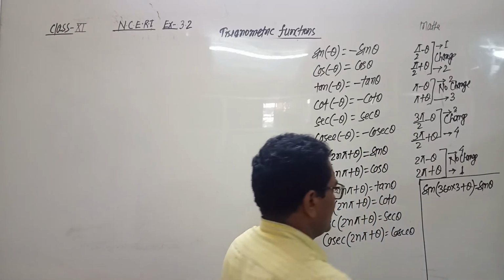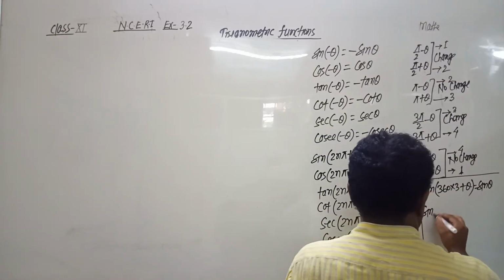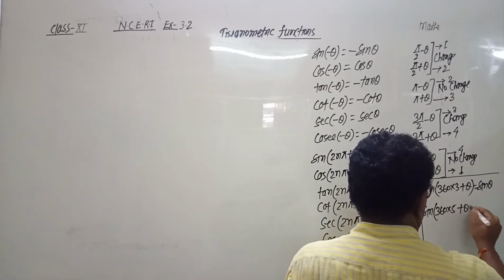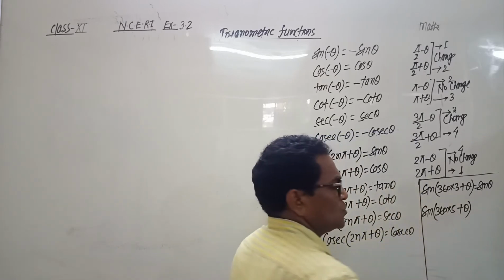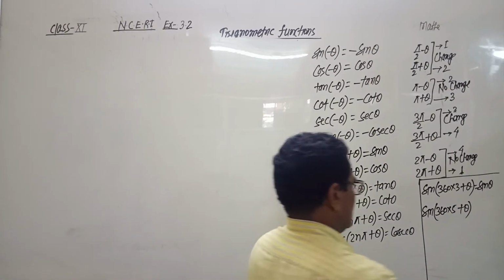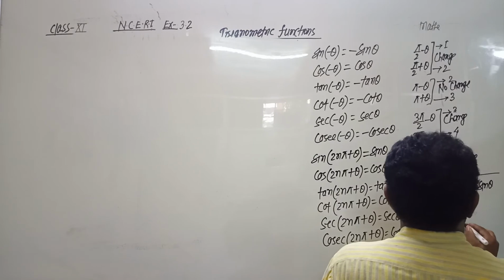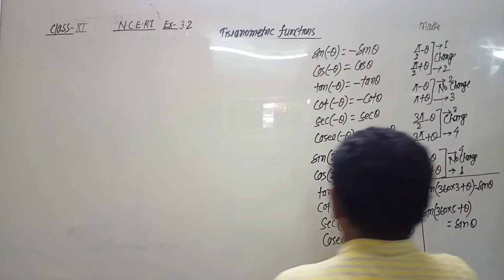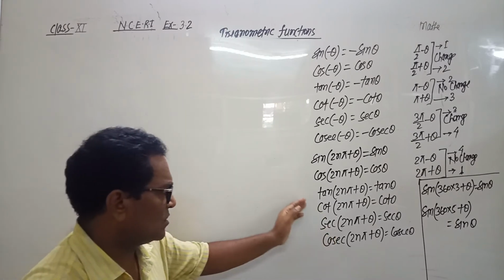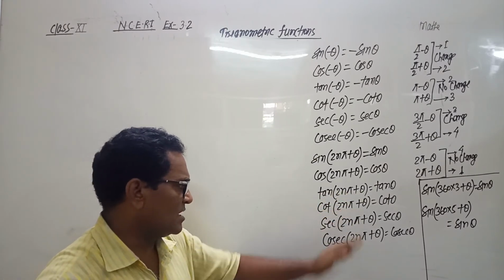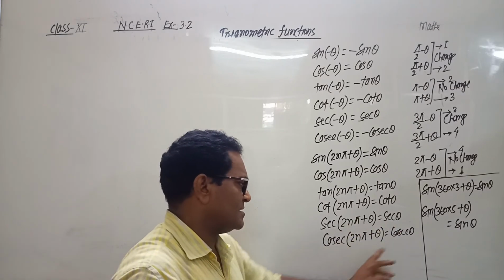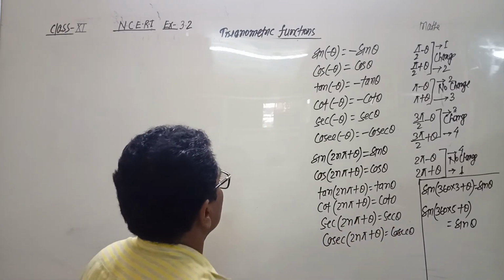Similarly, if an expression comes as 360 into 5 plus theta, 360 means 2 pi and 5 is the positive integer n. So it would be sin theta. So sin(2n pi plus theta) is sin theta, cos(2n pi plus theta) is cos theta, tan theta, and cot(2n pi plus theta) is cot theta. It would remain as it is. There is no change.